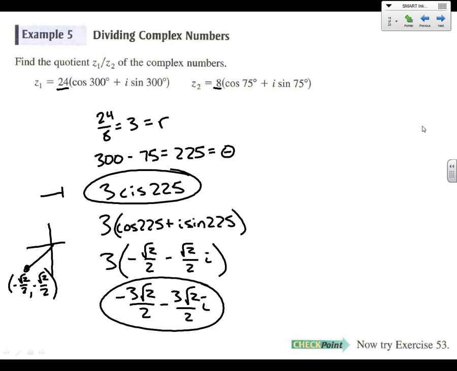All right, trig form, complex form. Your turn, problem 53.